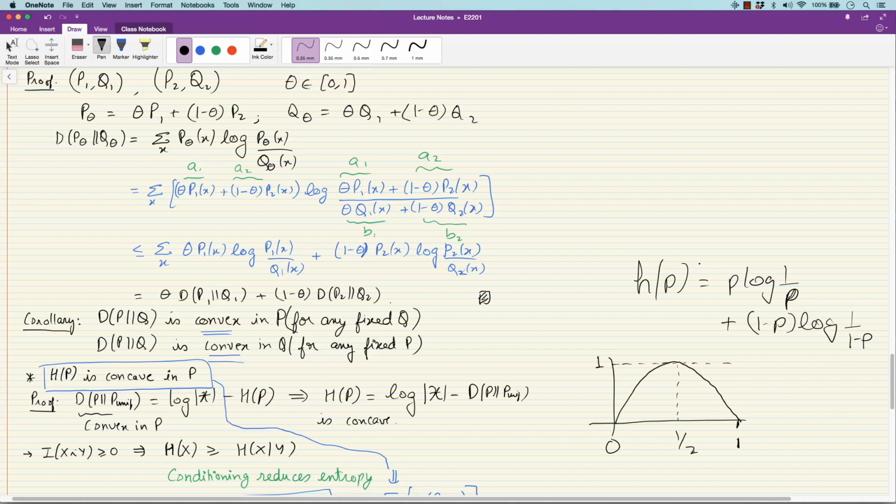All right, so we have covered the shape of all the measures of information, and in the next lecture, which is the final lecture for this week, I'll cover the data processing inequality.